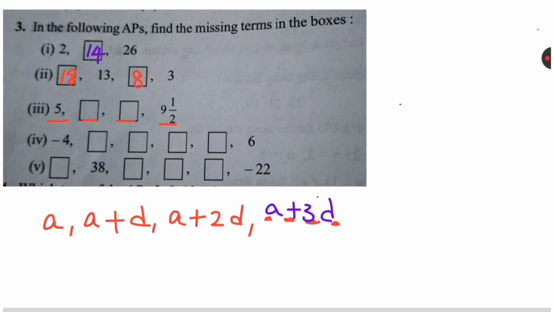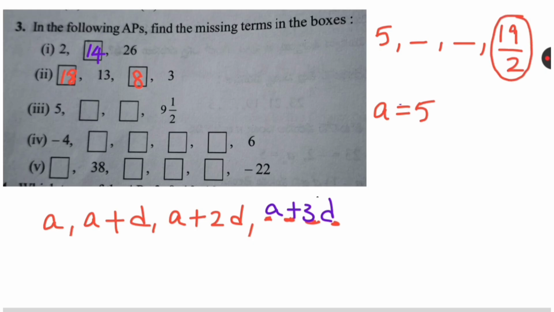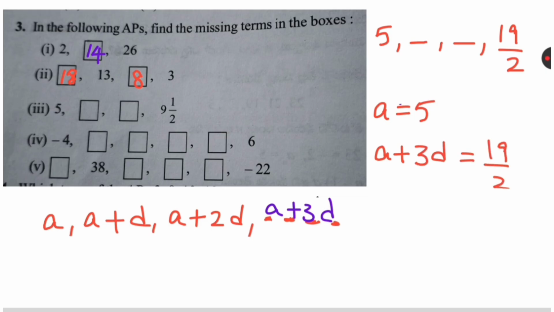The given fourth term is 9 1 by 2. This mixed fraction, if you write it as a fraction, is 19 by 2. So this is the fourth term. The fourth term is nothing but a plus 3d. That is, a plus 3d is 19 over 2. And we know the a value, which is 5. Let's substitute here. 5 plus 3d is equal to 19 over 2.